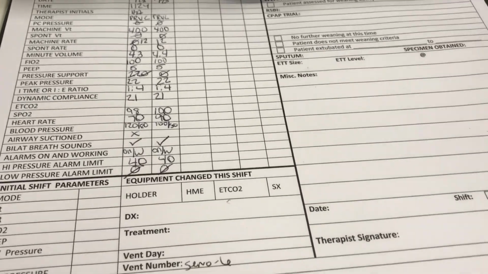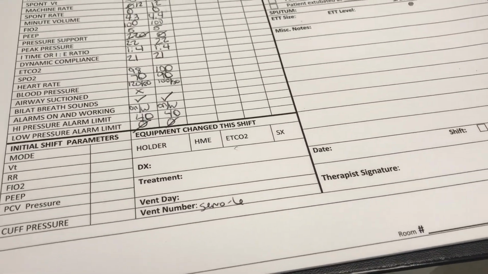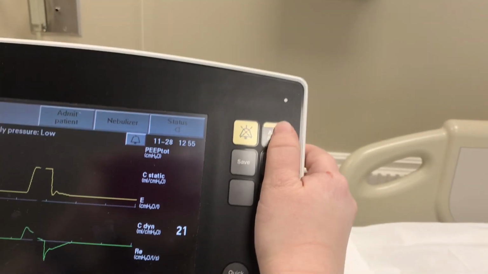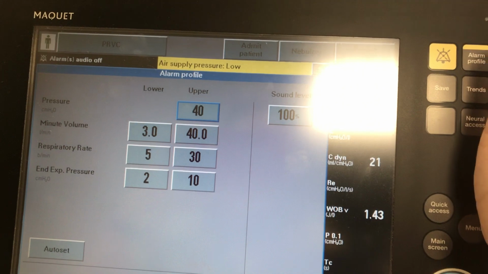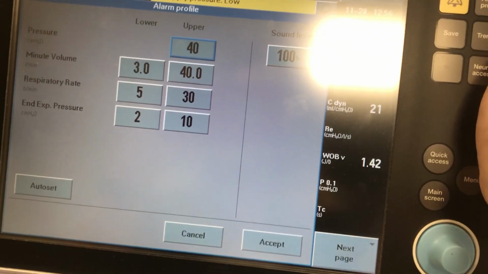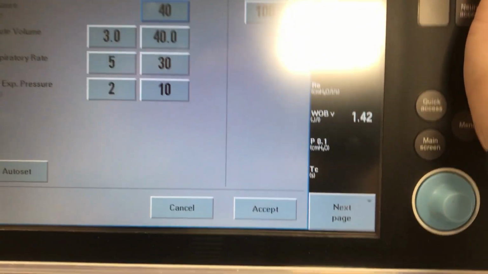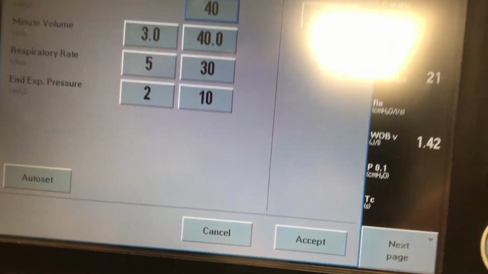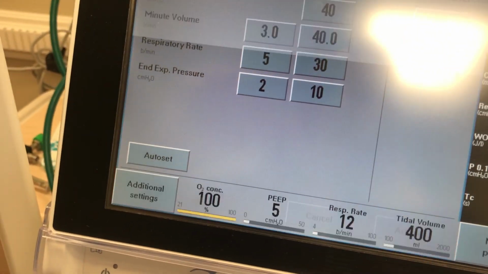I'd make sure my alarms are on and working, and then I would check my alarm limits. So go over to my alarm profile and it comes up. My pressure, which is what it wants on the paper, is 40. Can't set a lower limit. And those are the other alarms you can set.